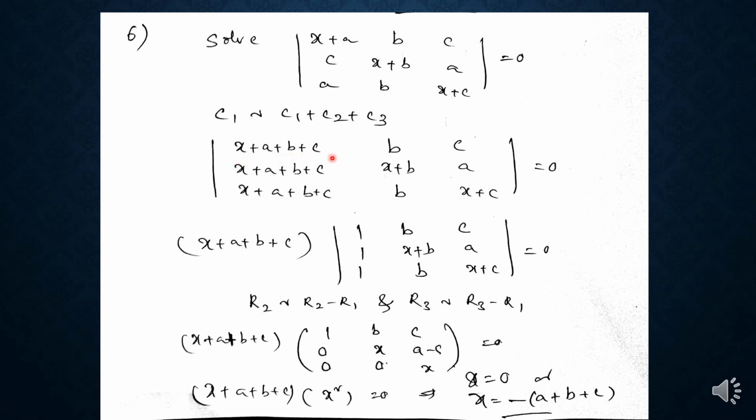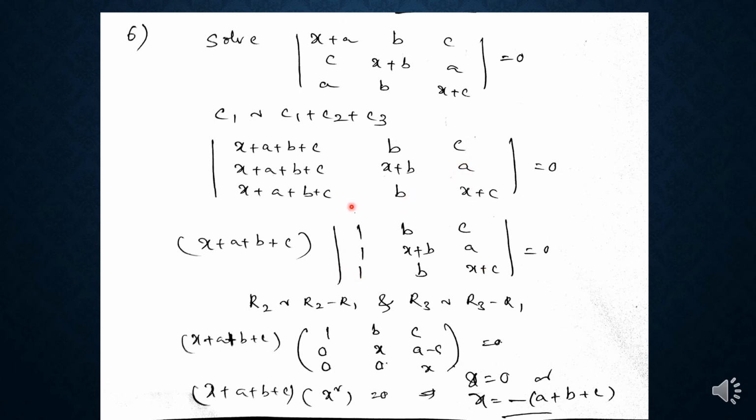X plus a plus b plus c. And c plus x plus b plus a, that is also x plus a plus b plus c. And in the first column the third element a plus b plus x plus c, that is x plus a plus b plus c. The other columns are b, x plus b, b and c, a, x plus c is equal to 0. By taking x plus a plus b plus c as common, x plus a plus b plus c into 1, 1, 1; b, x plus b, b; c, a, x plus c is equal to 0.